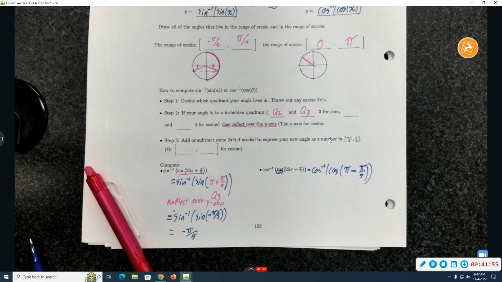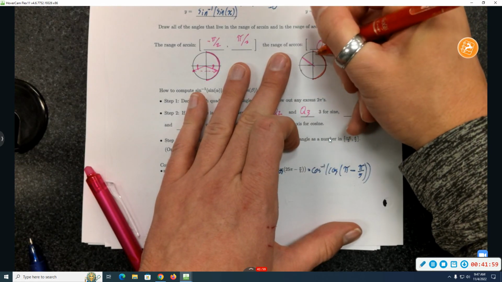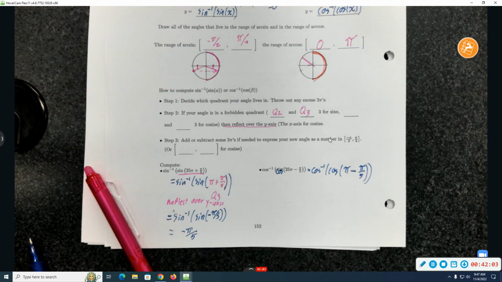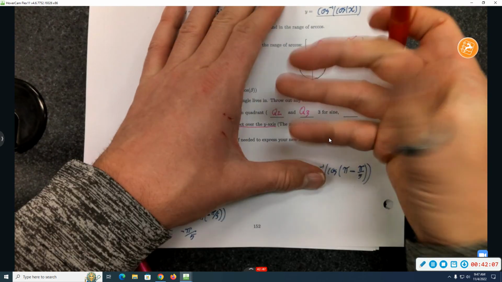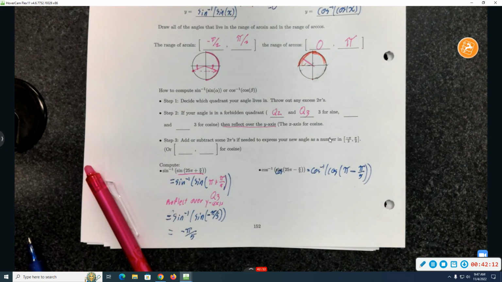There's 0 to pi. Is this angle in that range? All right. Okay. Thank you. That would have been quite embarrassing. Because is that angle in the desired range? So we don't need to do any reflection.